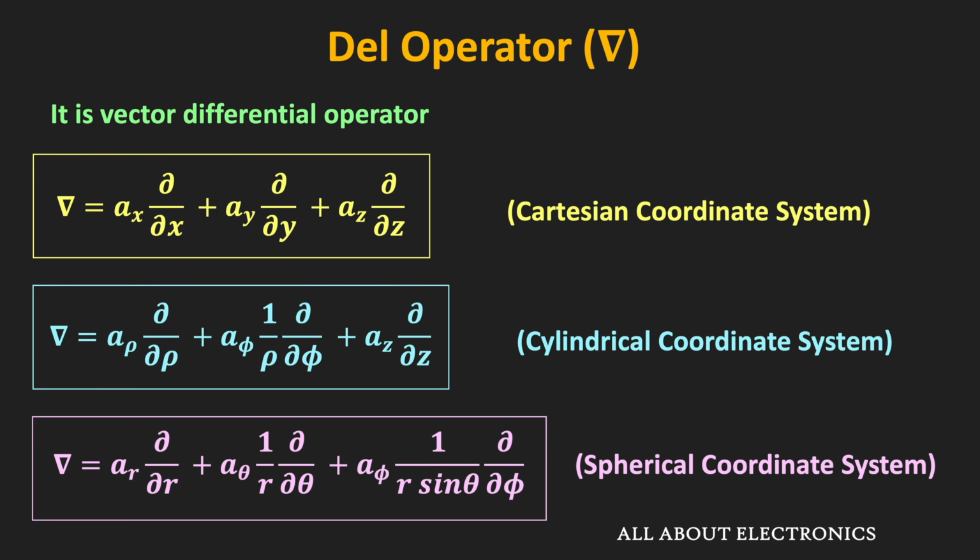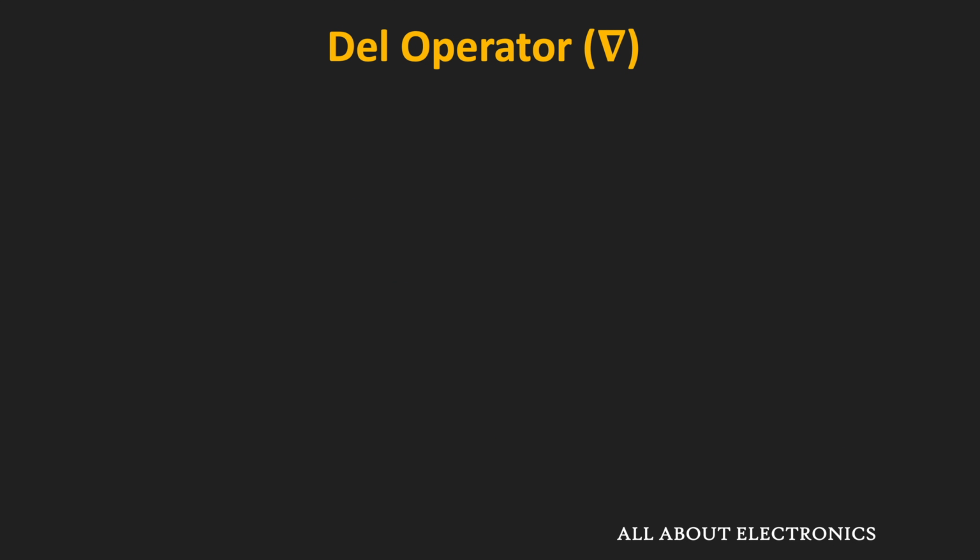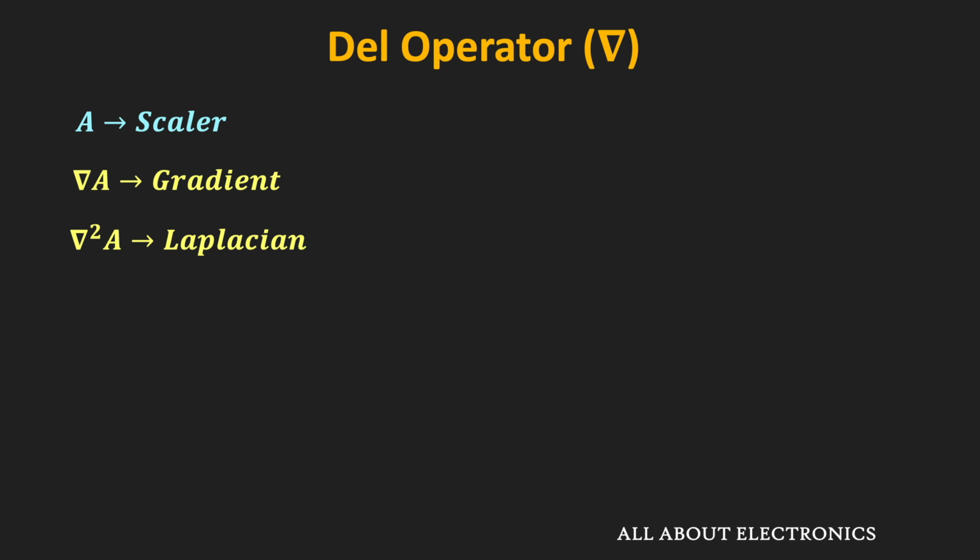So now, this Del operator can be applied to both scalar as well as vector fields. So whenever it is applied to the scalar fields, then it can be applied in two ways. So in one way, we will get the gradient. And in the second form, we will get the Laplacian. That is the second derivative of the scalar field.